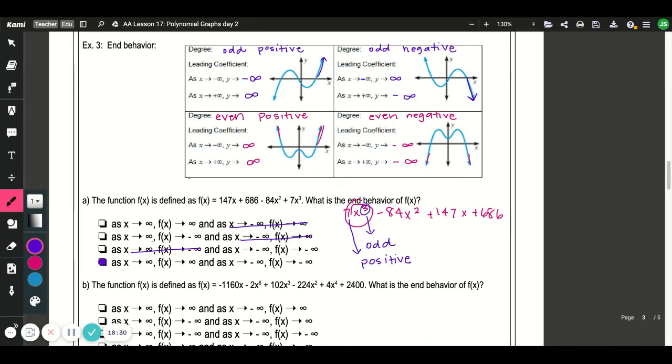You just have to really pay attention. Remember, f of x is like y, right? That should be old news. F of x is the same as your y. So you just have to really pay attention to the positives and negatives because they're all x arrow infinity and y arrow infinity. The only difference is the positives and negatives. So you just got to be careful.